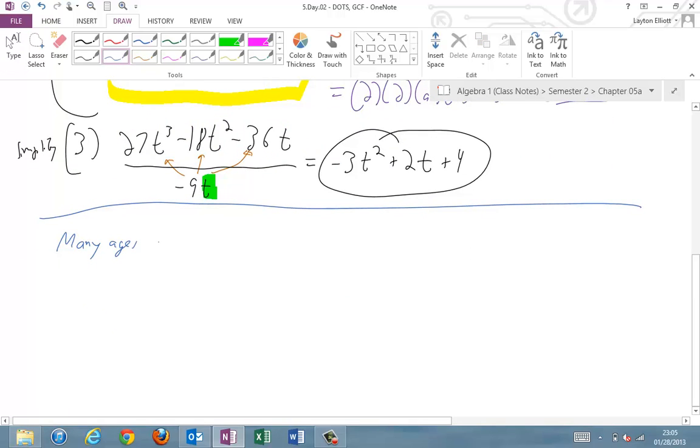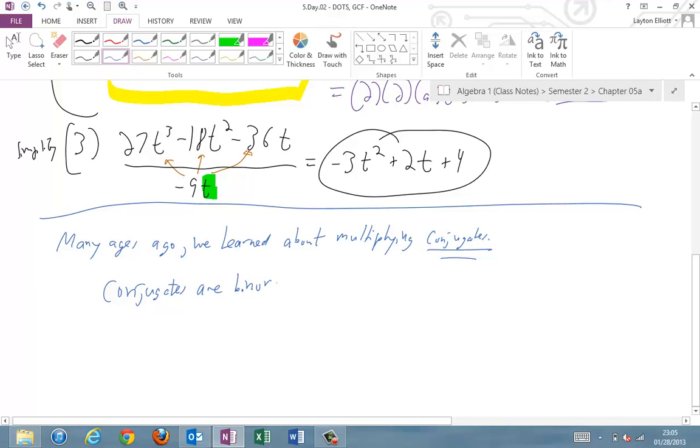Many ages ago, a long time ago in a math class, well, last semester, we learned about multiplying conjugates. This is important because conjugates, this is a term you need to know, conjugates are binomials that differ in the middle sign.